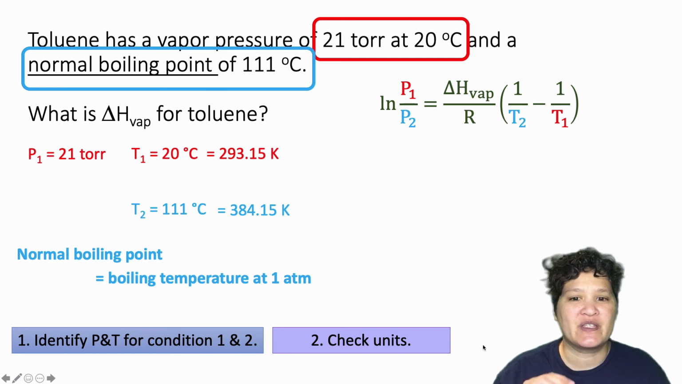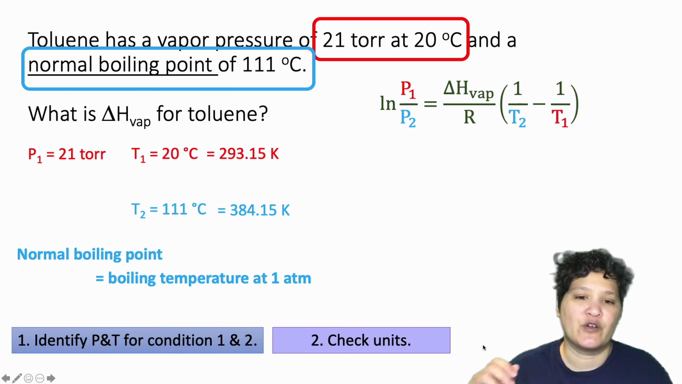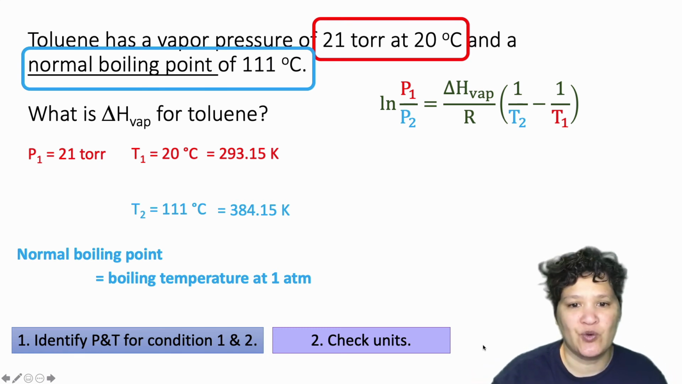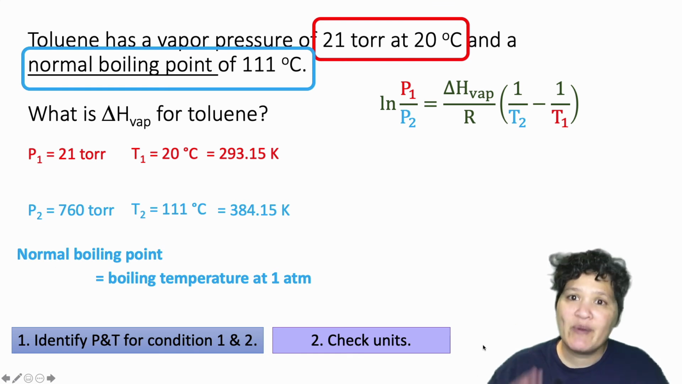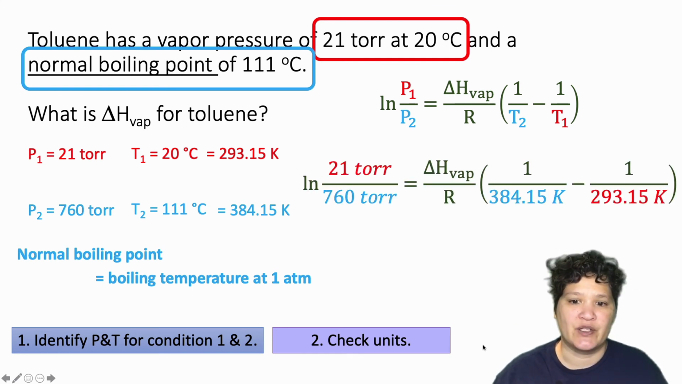We need our pressure units to match. So we either need to convert P1 to atmospheres or P2 to torr. And I'm going to do the latter one because I know that 1 atmosphere is 760 torr. I don't need to break out my calculator. Now we have our numbers. Let's plug them into the equation.